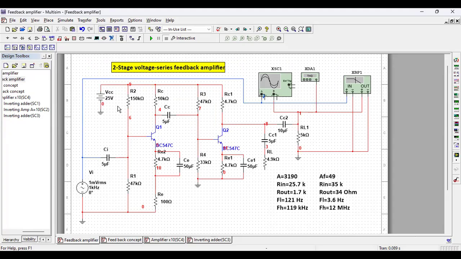This is one stage of a common emitter amplifier. This is a power supply, this is a signal source, a 1 kilohertz signal, this is the input coupling capacitor, and there is a second stage of common emitter amplifier, which is coupled by a coupling capacitor, and this side is the output. Now, this is the oscilloscope, this is a distortion analyzer, this is a Bode plotter. I will make the complete test of this.